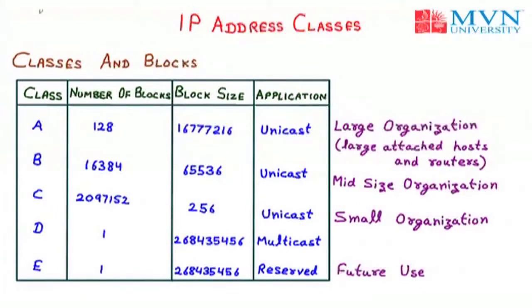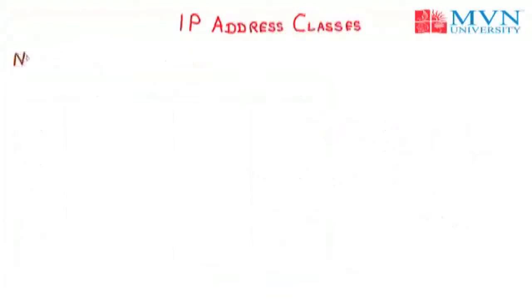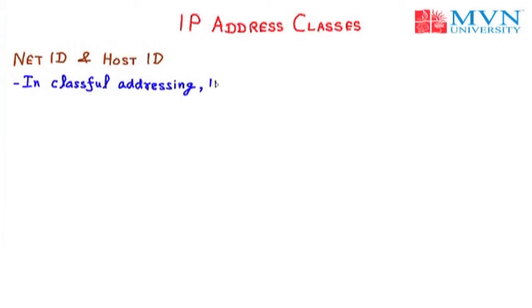We have taken only class A, B, and C for our use in the LAN as well as any local area network or any other network. So class A, B, and C are the main focus. Now these three classes are further divided into net ID and host ID. So the next topic is net ID and host ID. In classful addressing, classes A, B, and C are divided into net ID and host ID.